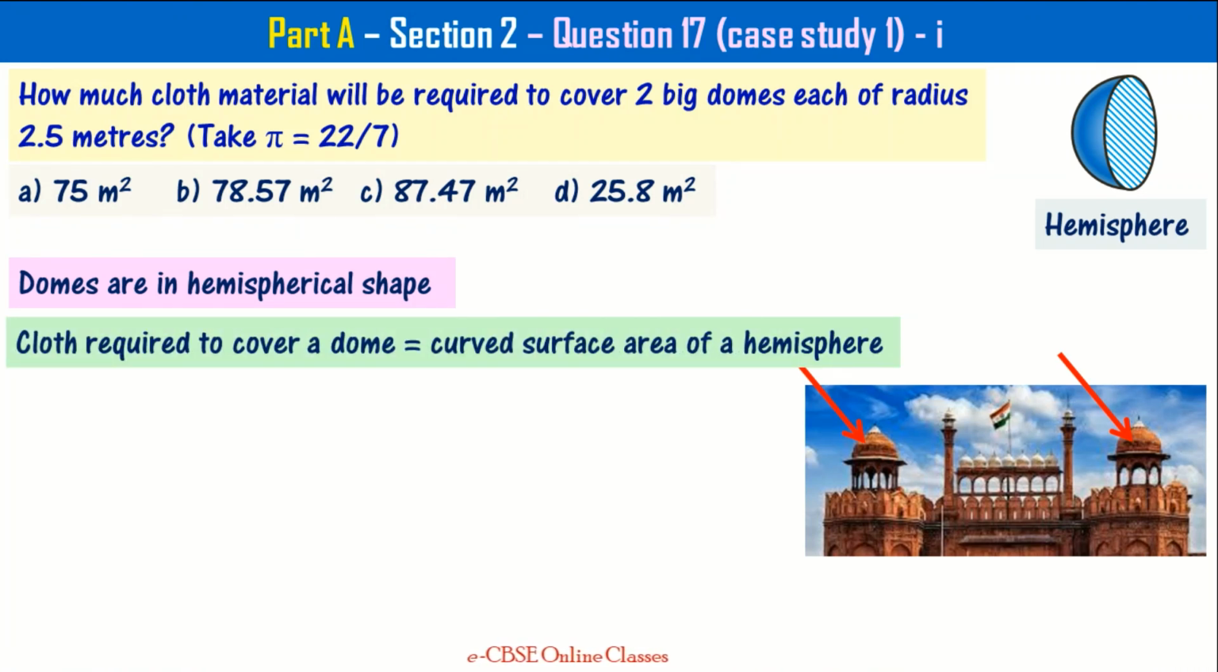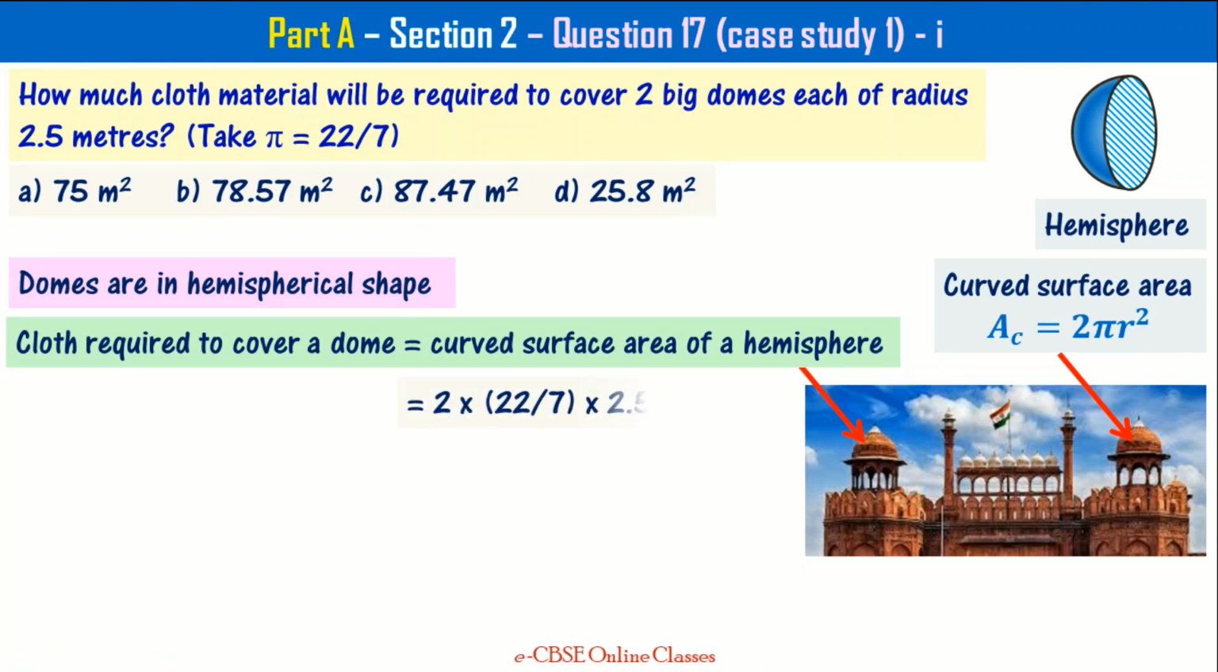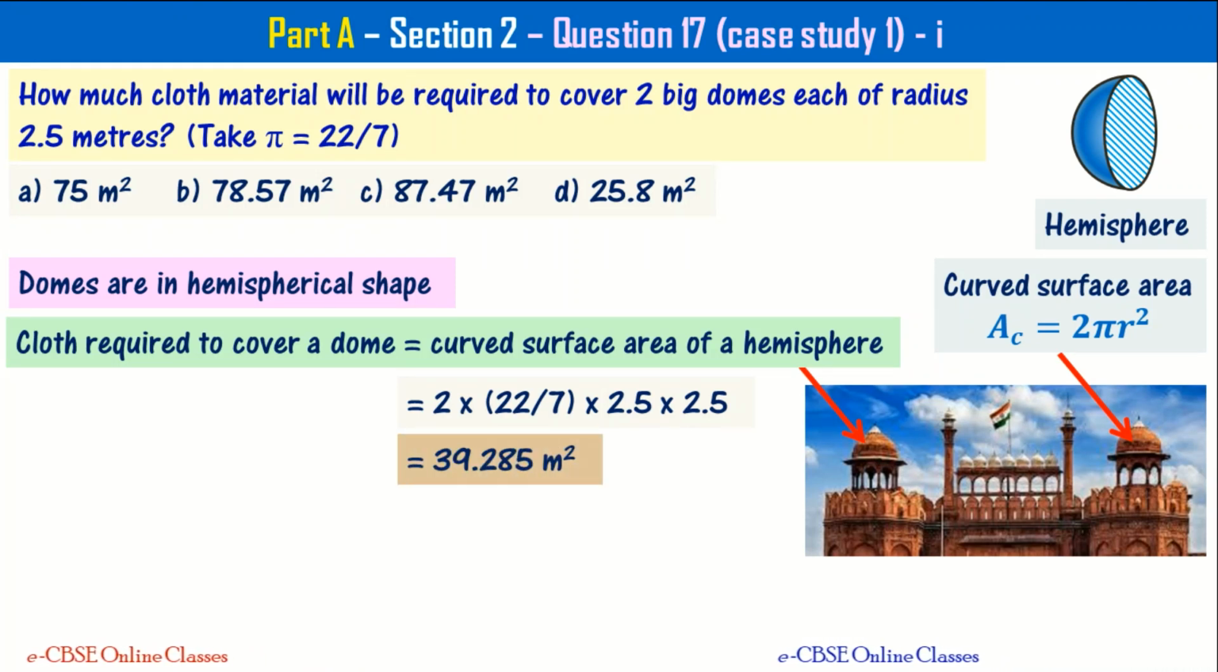And please note that the cloth required to cover a dome is going to be equal to the curved surface area of the hemisphere. Please take a note of that. It means that in the figure, the dark blue region is something we are interested in. That is called the curved surface area of hemisphere. Its formula is 2 pi r square. Let's substitute values now, pi equal to 22 by 7 and r equal to 2.5. And when you simplify it, you get the cloth required to cover a dome equal to 39.285 meters square, right?